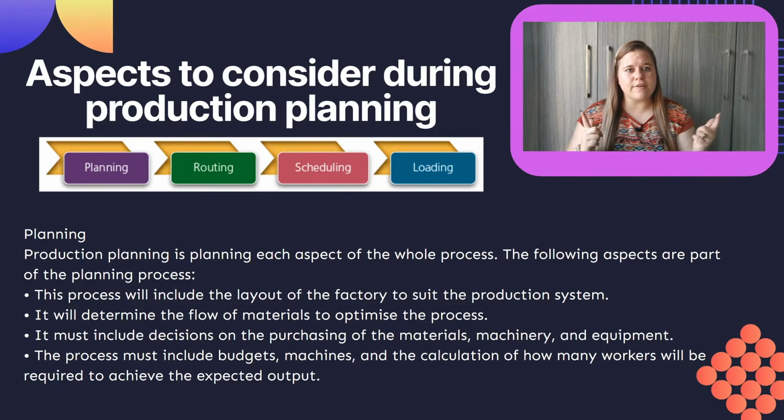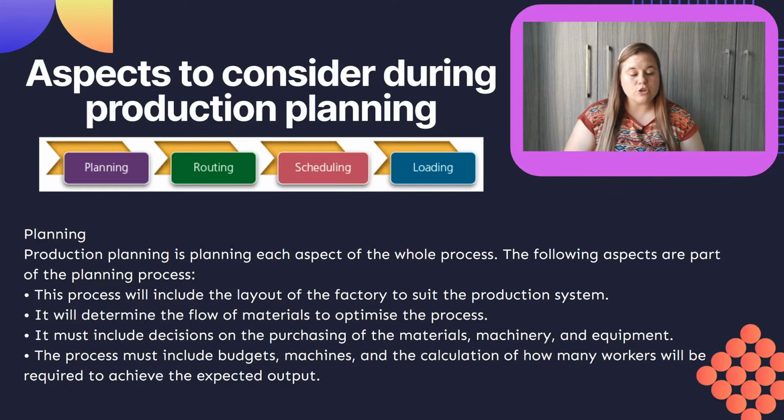The layout of the factory will look different depending on what we are producing. It will determine the flow of materials to optimize the process. It must include decisions on the purchasing of materials, machinery, and equipment.